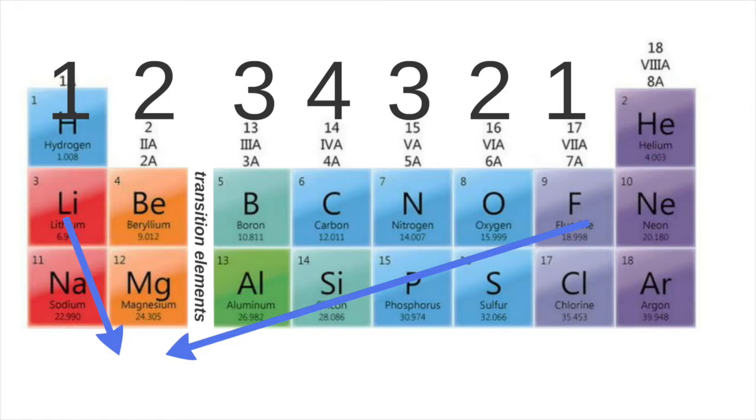Both tend to bond with chlorine 1 time. And in fact, they bond with each other in a 1-to-1 ratio. How about beryllium and oxygen, which both tend to bond with chlorine 2 times?